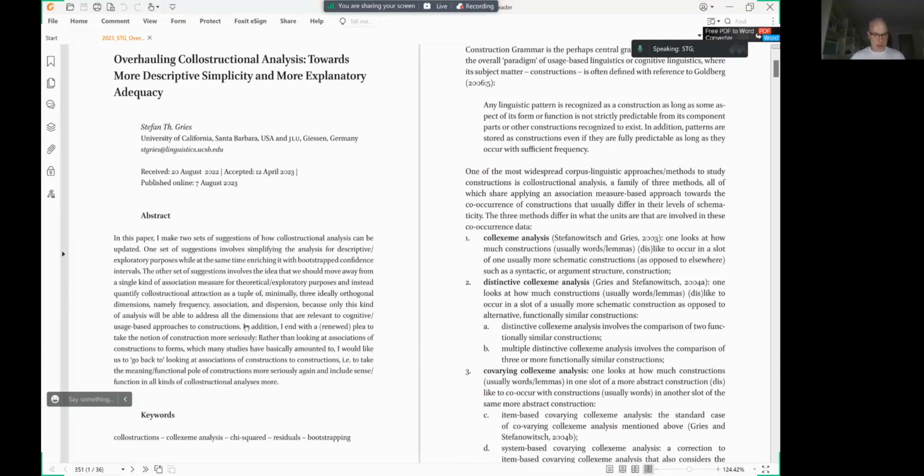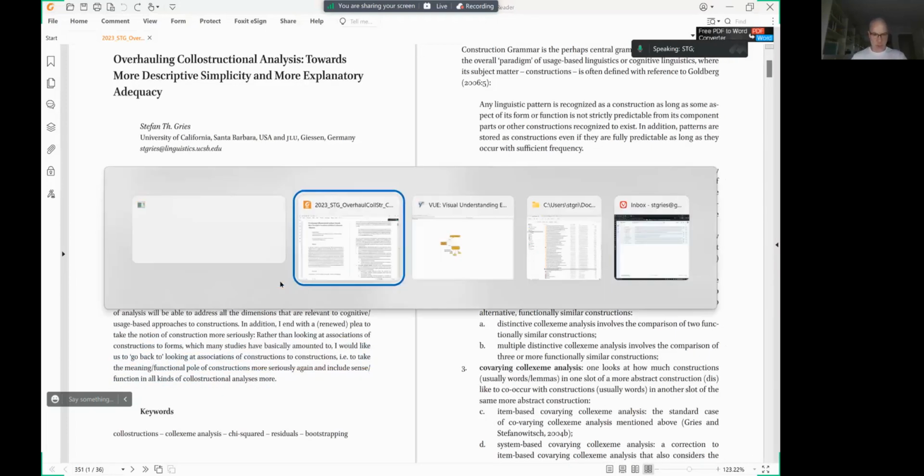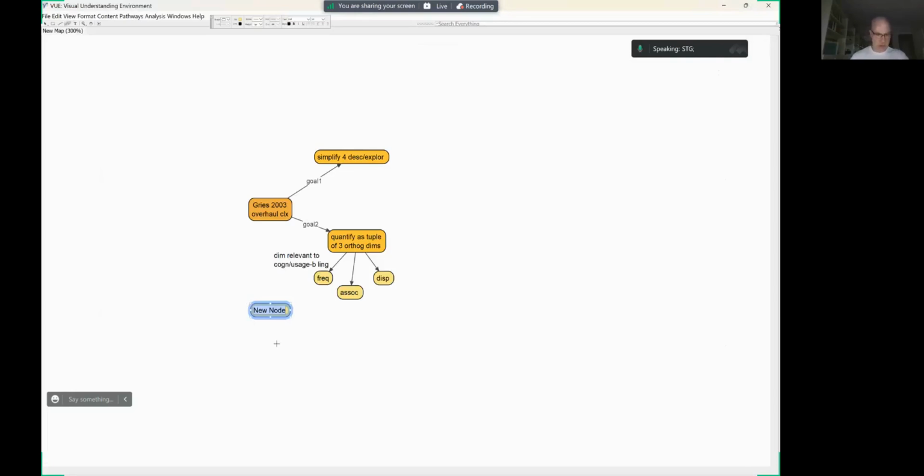Okay, and then in addition, I end with a renewed plea to take the notion of construction more seriously rather than looking at association of constructions to forms. I would like us to go back to looking at associations of constructions to constructions, i.e. to take the meaning or functional pole of constructions more seriously and include senses/functions in all kinds of collostructional analysis more. So let's note this as well. That's kind of a third goal or an end goal or something like this.